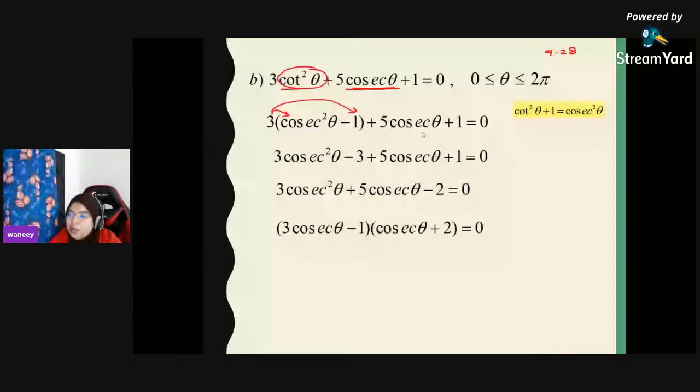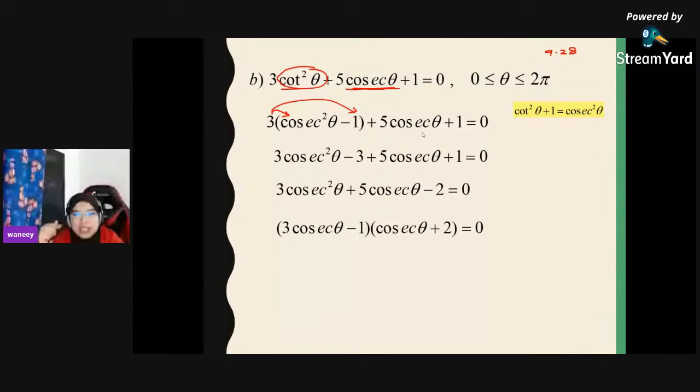Okay, so factorize them completely. It will give you 3 cosecant theta minus 1 and then cosecant theta plus 2 equal to 0. Do make sure to change everything, change the square into the quadratic. In this case, I'm using cotangent square equal to cosecant square minus 1, so I change everything in terms of cosecant. Then we factorize them completely. So we do have 3 cosecant theta minus 1, cosecant theta plus 2 equal to 0.